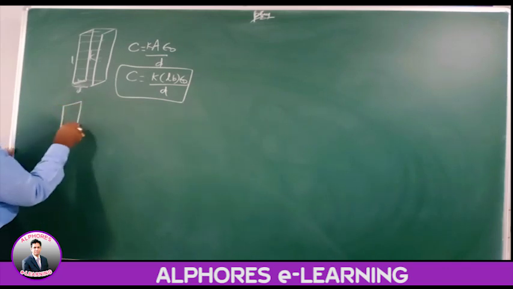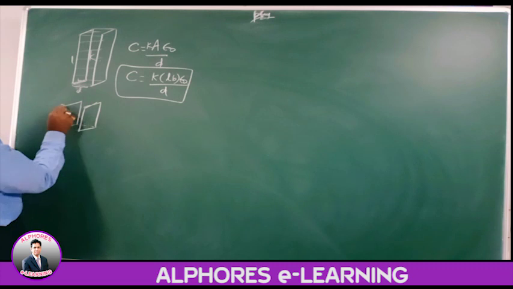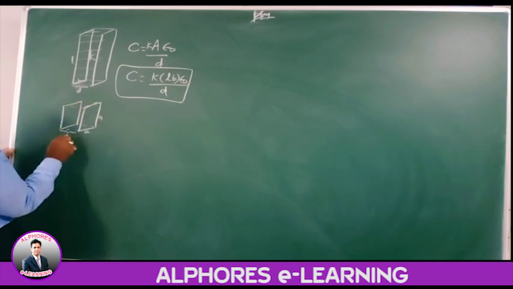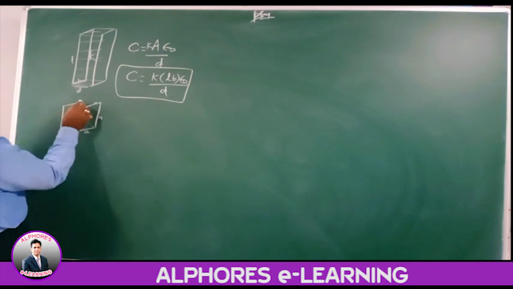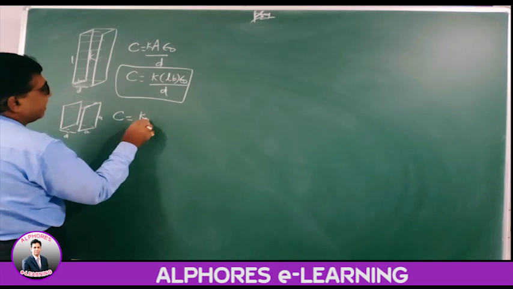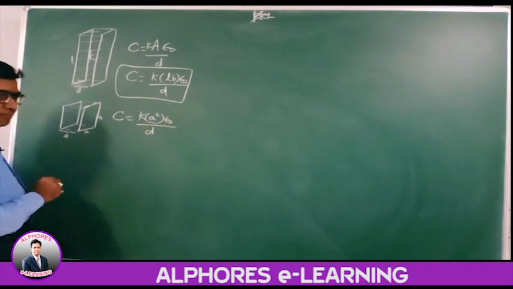Had the capacitor been made up of square plates of side A and separation D, then the capacity with a dielectric K between them is K, area is A square, epsilon naught by D.